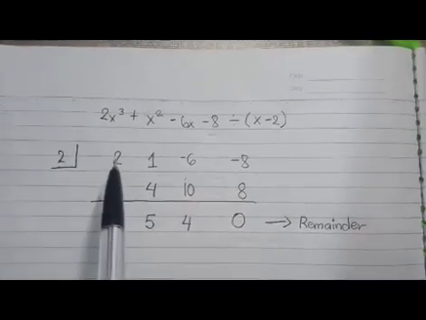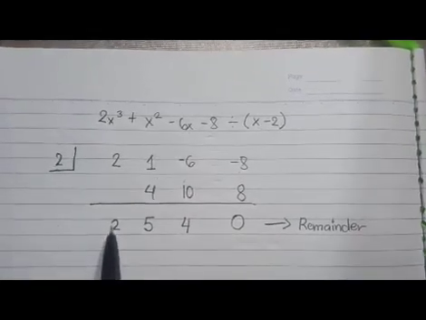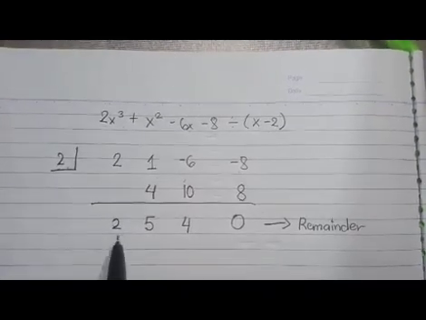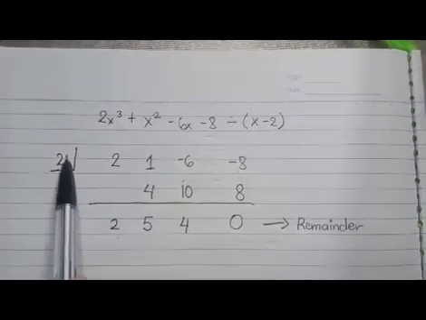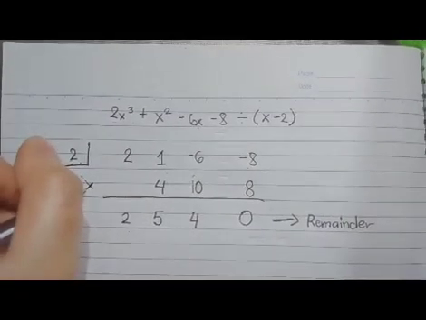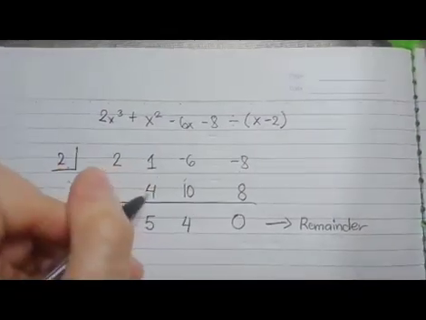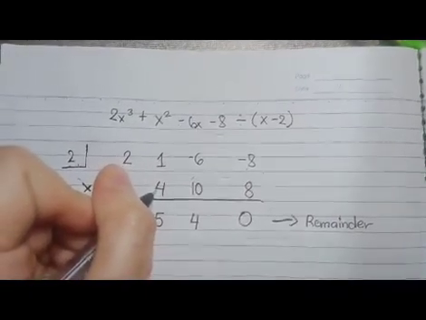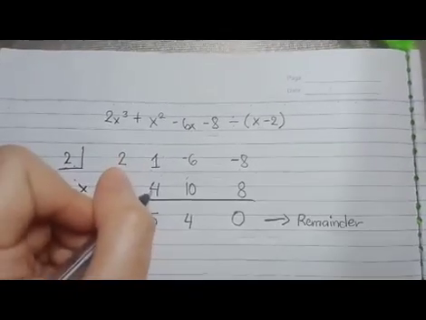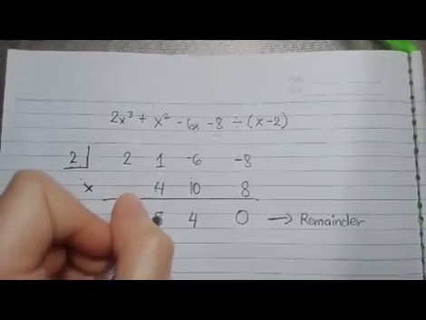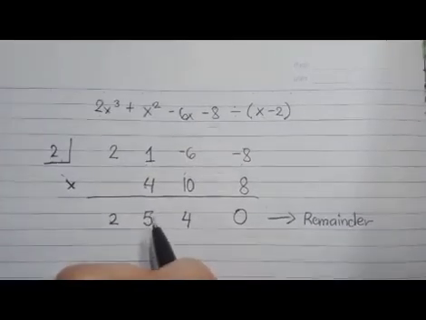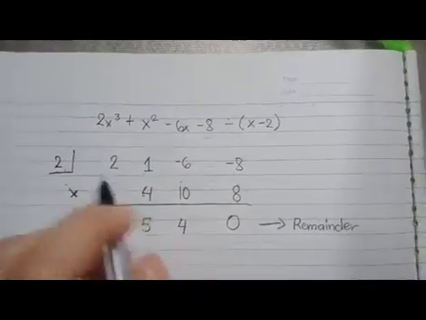After that, you'll bring down the first number and multiply that by your divisor. So 2 times 2 is 4. And after that, you have to add 1 plus 4, which equals 5. And you just have to continue doing that.